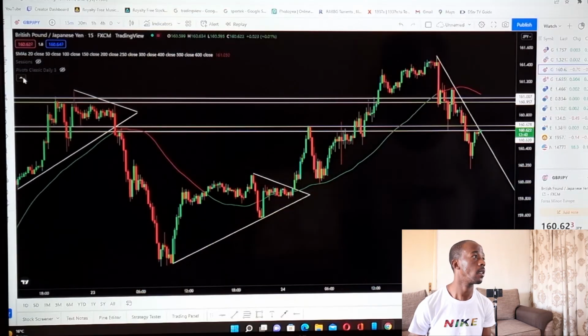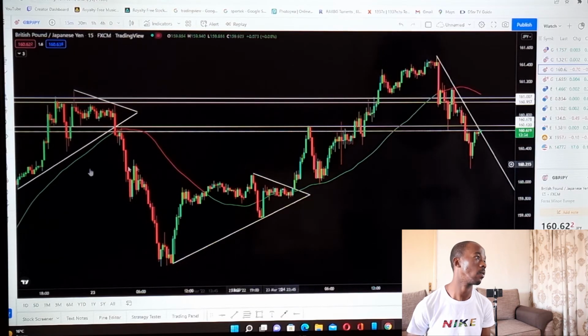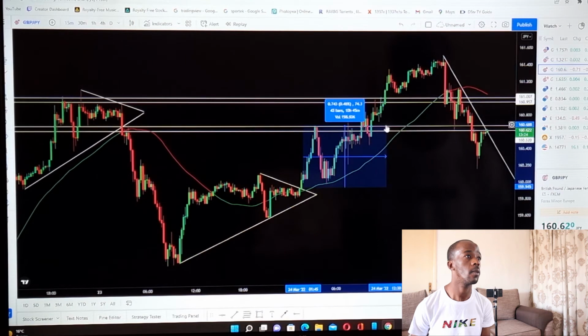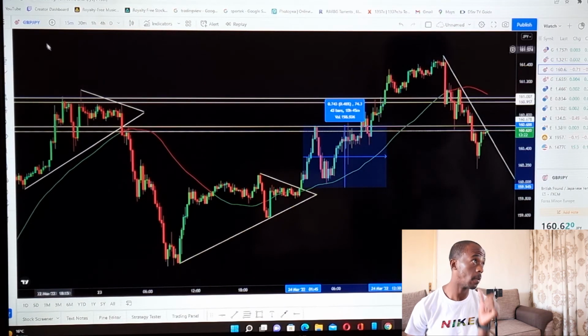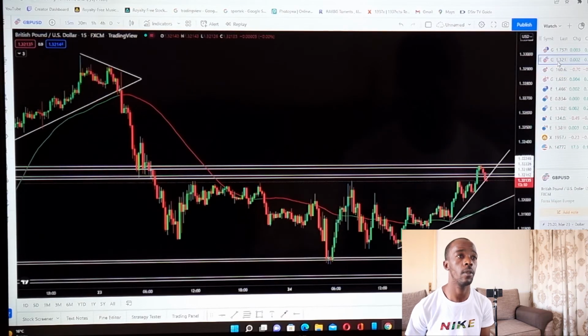So guys, I think this is the recap. Okay, yesterday I took this one. Also it was JPY, guys. It was 74.3 pips. And remember I stated the bigger the lot size, the more profit you get.